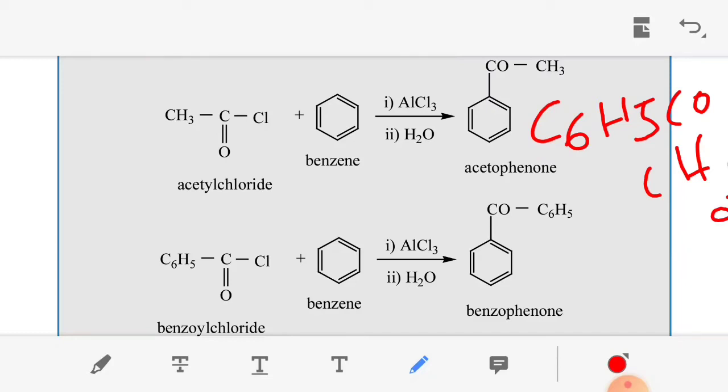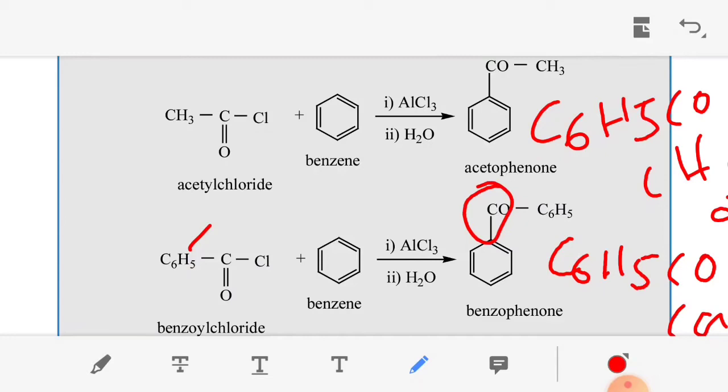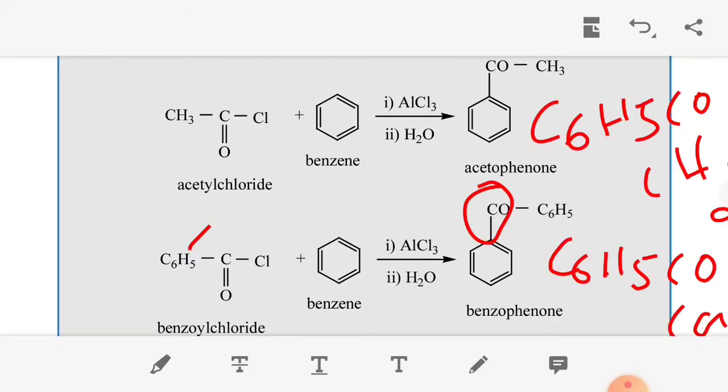The next, benzoyl chloride, C6H5COCl. Instead of the CH3 we can write C6H5. CH3 is acetyl, C6H5 is benzoyl chloride, plus benzene, AlCl3, and water. That is hydrolysis. We get the compound benzophenone. The benzophenone formula is C6H5COC6H5. What is the method? Preparation of phenyl ketones. So CO is a ketone. Okay, acetyl chloride gives acetophenone; benzoyl chloride gives benzophenone.